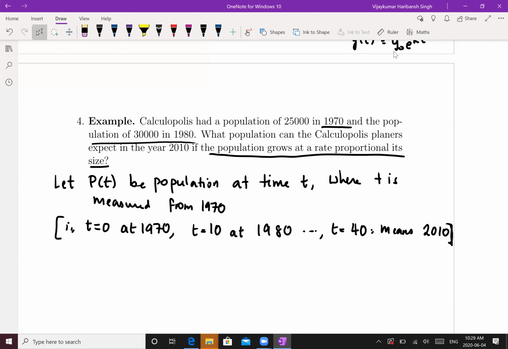Now, what is given to us? The population grows. So the rate of change of population is dP by dt, and it is proportional to its size. That means it's basically some P times k, where k is a constant of proportionality.